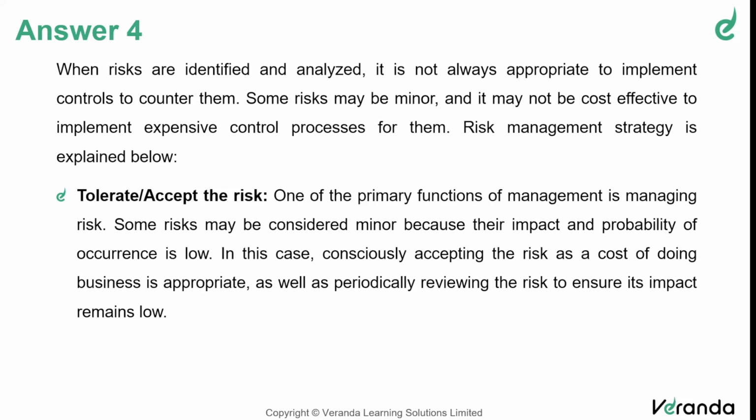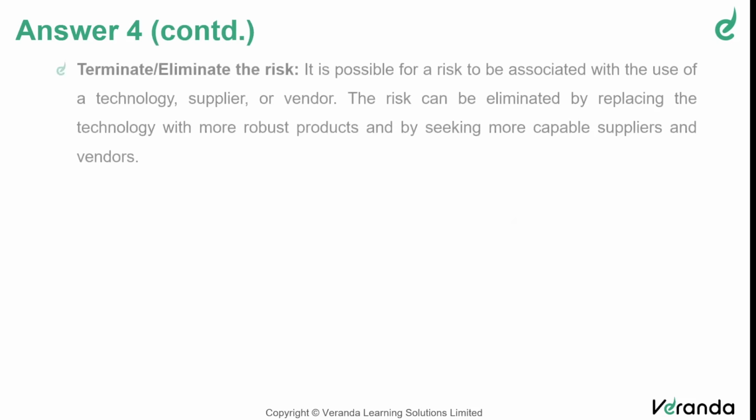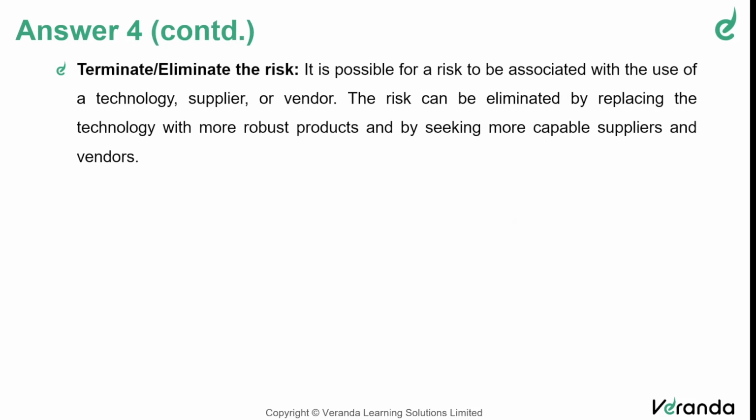For example, some things are out of your control and you can't do anything about it, or the impact of the risk is very low. It's okay if the risk is there, it doesn't matter. In that case, tolerate or accept the risk. Second point is terminate the risk, or eliminate the risk. If the impact is so huge, or it's too much of a headache to deal with that issue, then you just terminate that risk.